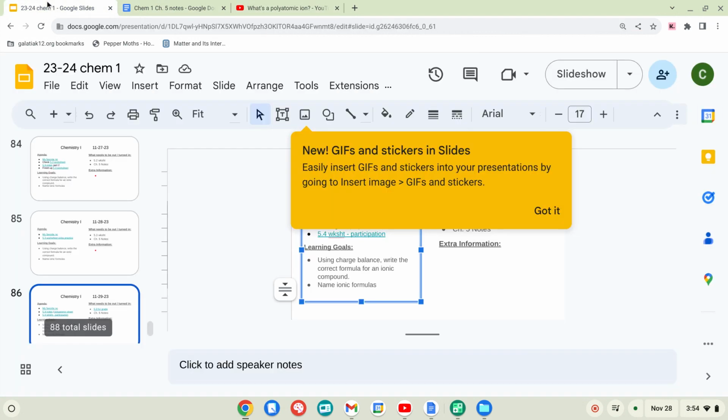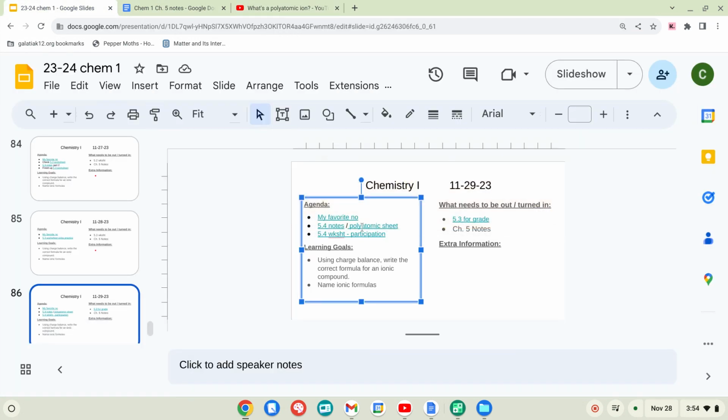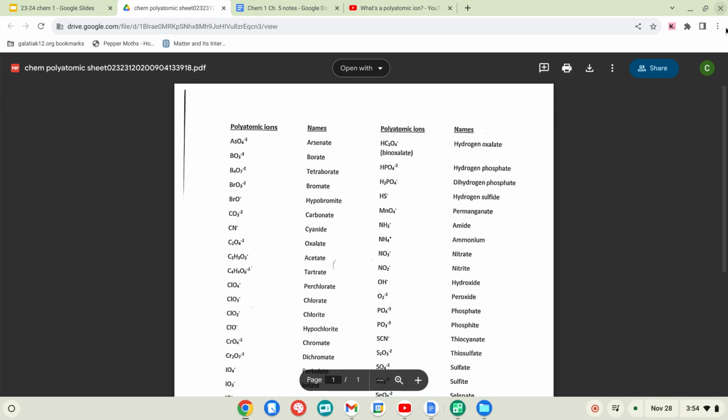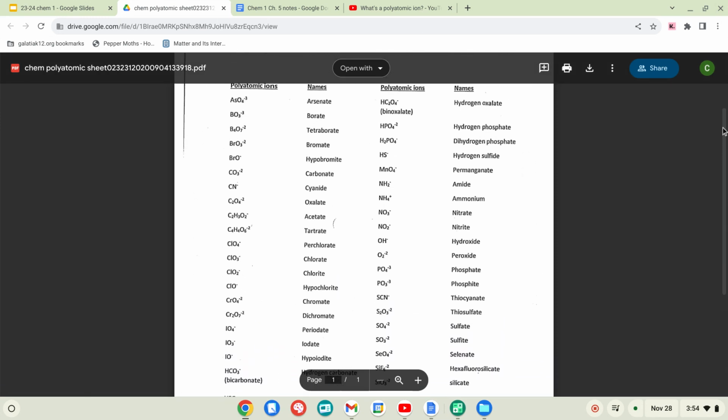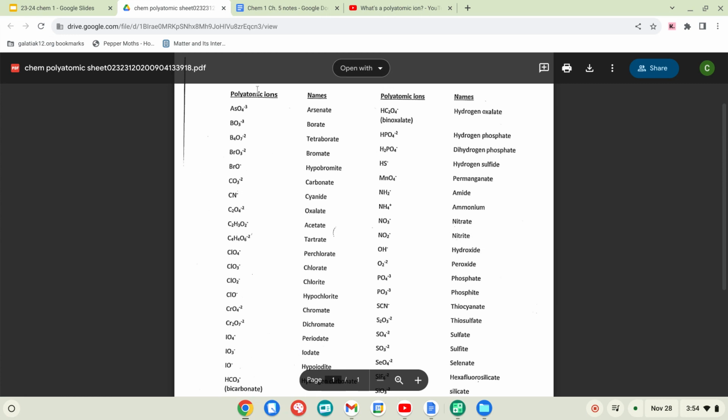Now if I go back here, I'm going to leave a list of these for you. This is the sheet. Now this sheet you can have out anytime. So on tests and quizzes, you can always have this sheet out. And there are two columns of them. There's polyatomic ions here and the names.